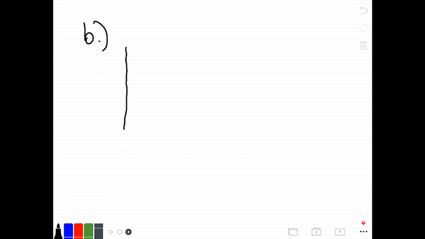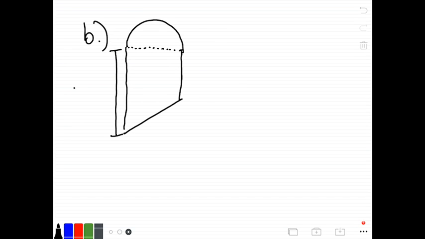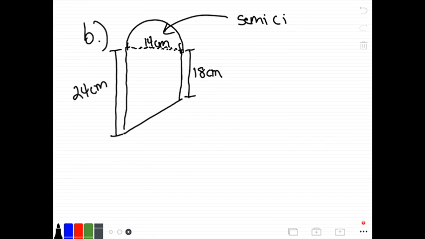And we're going to start by drawing a trapezoid that looks like this, and a semicircle on top. They give you this length of 24 centimeters and this length of 18 centimeters. And then they give you this length all the way across of 14 centimeters. And so if you had to find the area of this whole shape, you have a semicircle, and then this is a trapezoid.